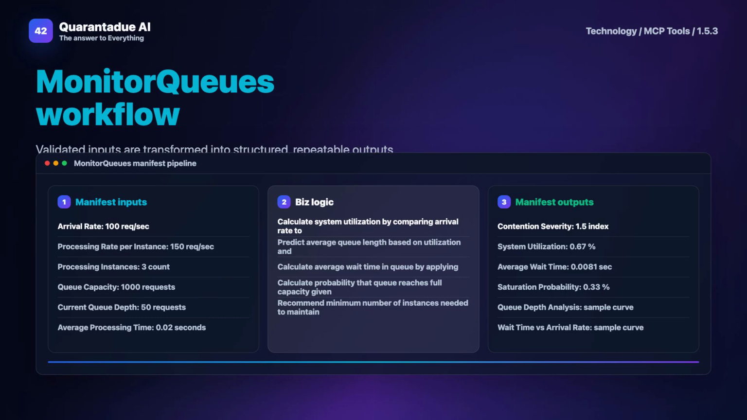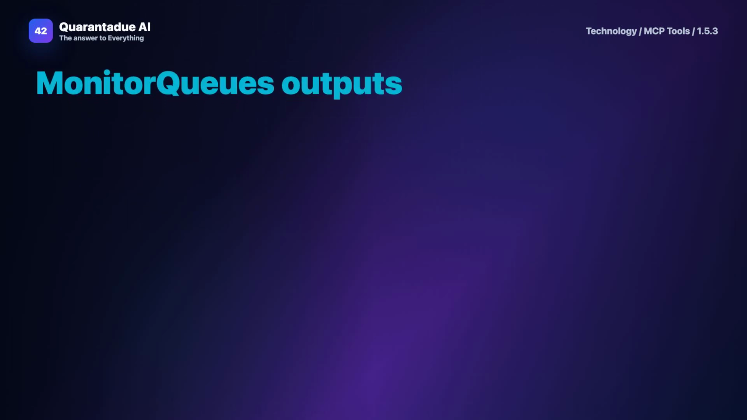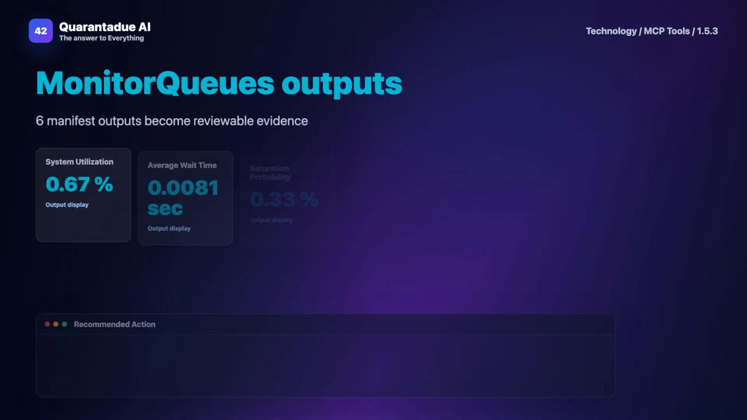calculate probability that queue reaches full capacity given current utilization and queue size; and recommend minimum number of instances needed to maintain 70% target utilization with current arrival and processing rates. This keeps the process deterministic, reviewable, and aligned with how technology teams actually make decisions.